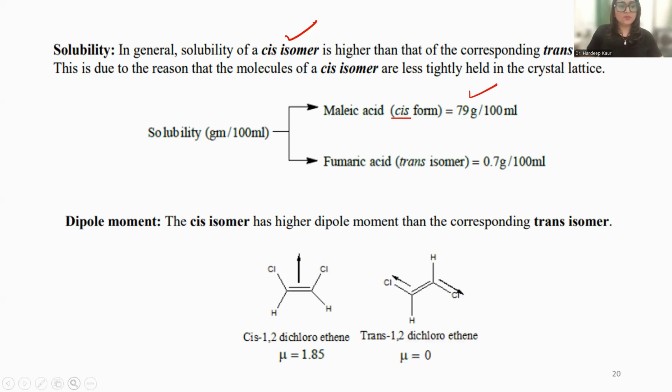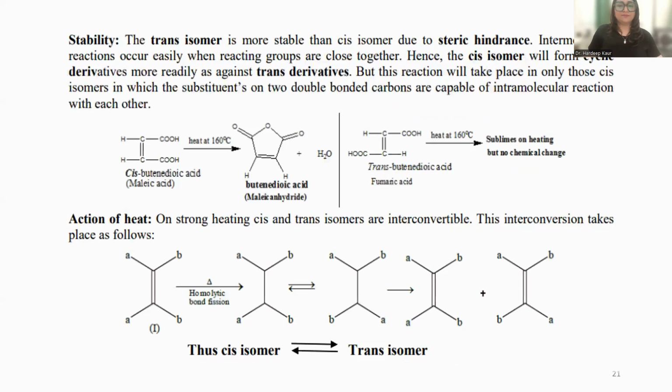Now, if I talk about dipole moment, the cis isomer has a higher dipole moment than the corresponding trans isomer. If you see, in the case of cis, the dipole moment is 1.85, but in trans, because they cancel out each other's effect, the dipole moment is 0. So the cis isomer has a higher dipole moment than the trans isomer.